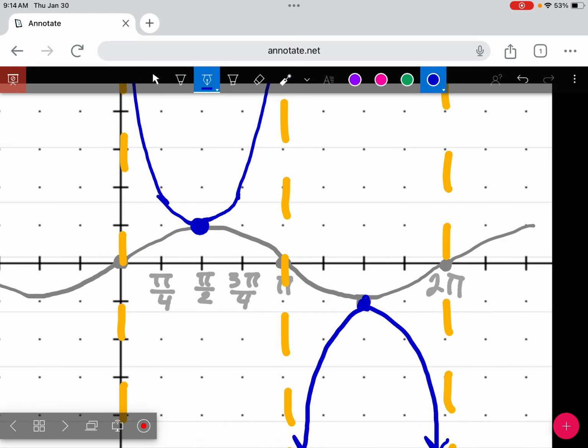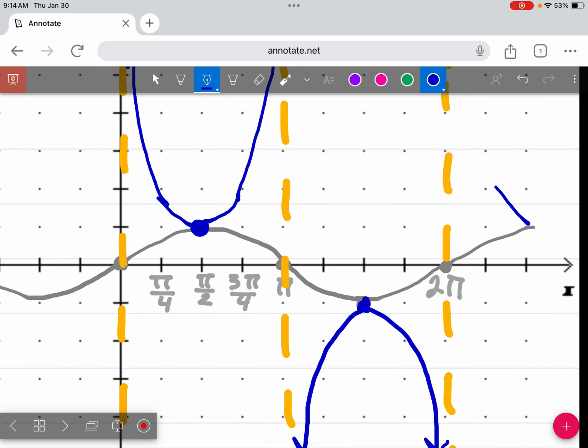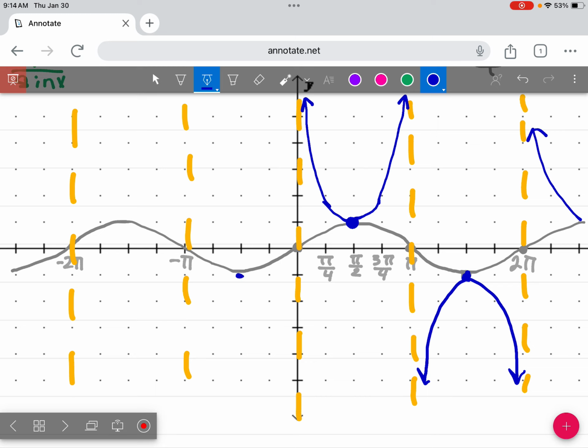As the pattern repeats, we're going to have our points at the 1 and the -1 just like the others. And they're going to approach the asymptotes and not cross them.